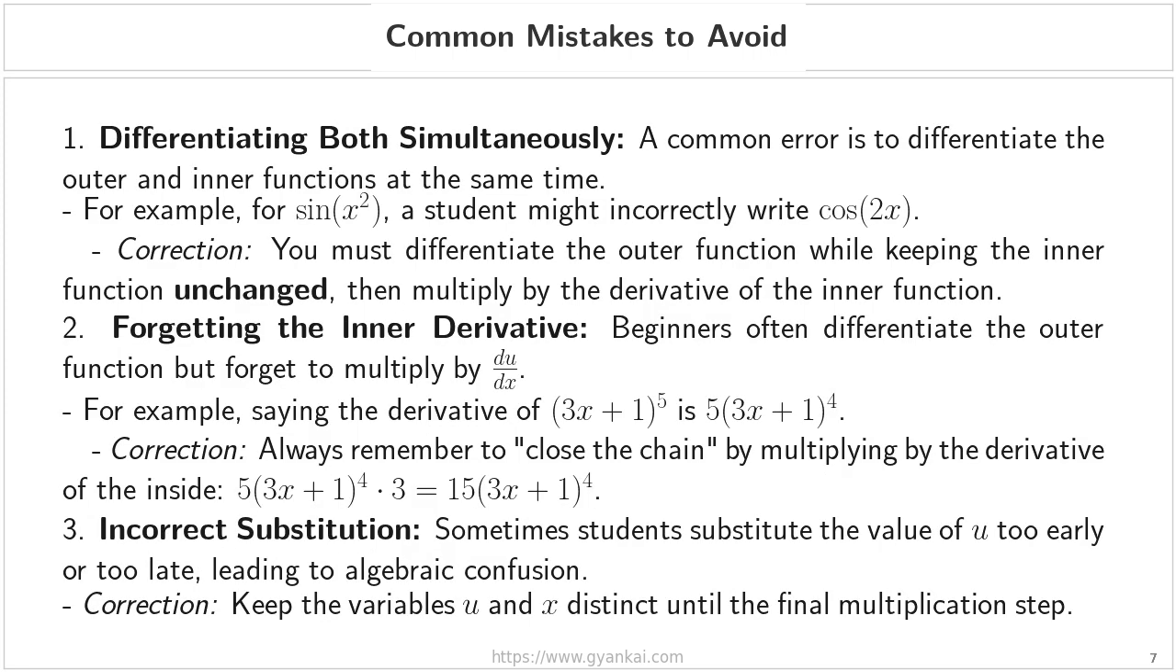Finally, we have the issue of incorrect substitution. Sometimes, students substitute the value of u back into the expression too early or too late, which often leads to algebraic confusion. The best way to prevent this is to keep your variables, u and x, distinct and separate until you reach the final multiplication step, just as we practiced in our previous examples.